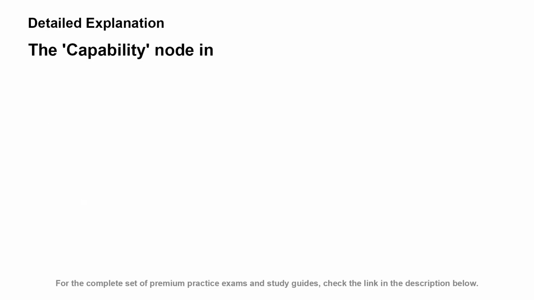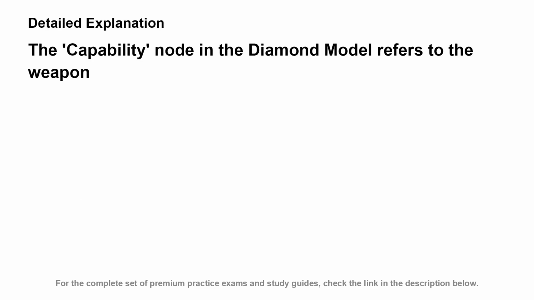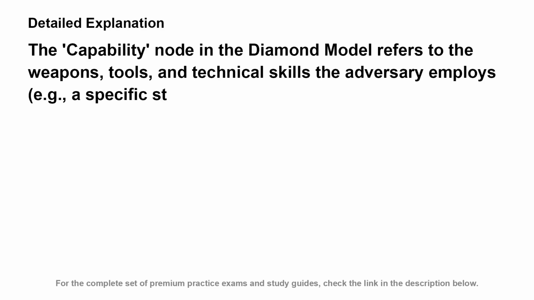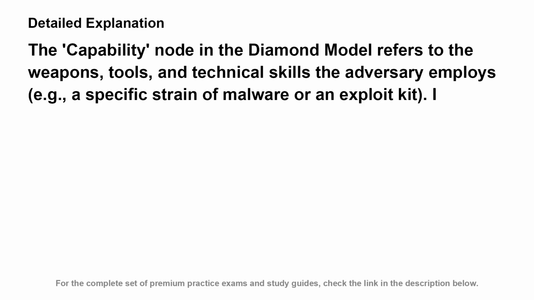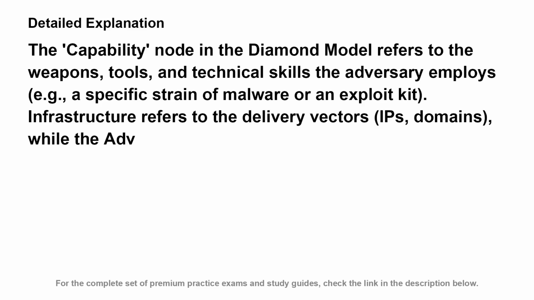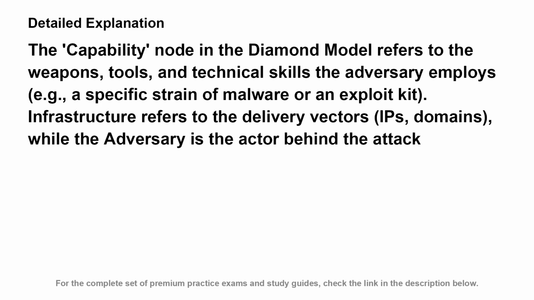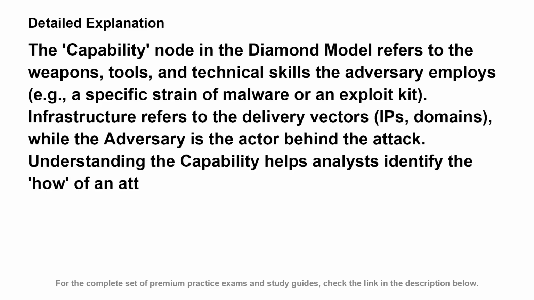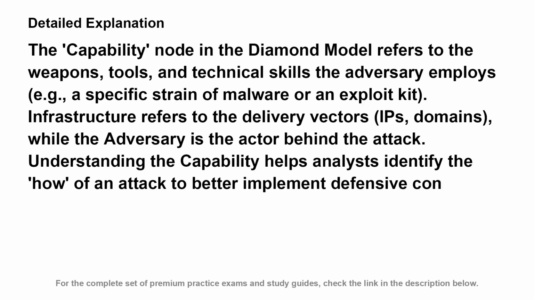The capability node in the diamond model refers to the weapons, tools, and technical skills the adversary employs, for example a specific strain of malware or an exploit kit. Infrastructure refers to the delivery vectors, IPs, domains, while the adversary is the actor behind the attack. Understanding the capability helps analysts identify the how of an attack to better implement defensive controls.